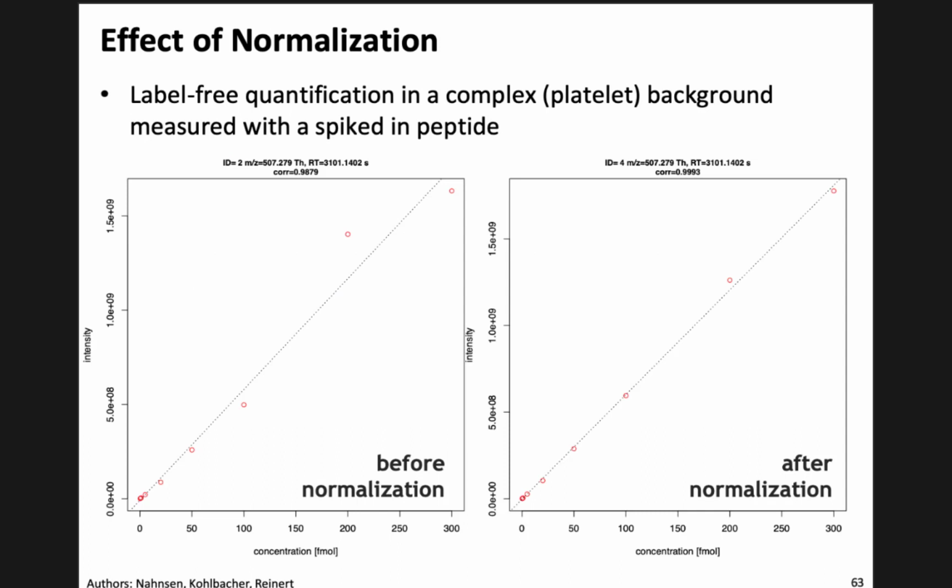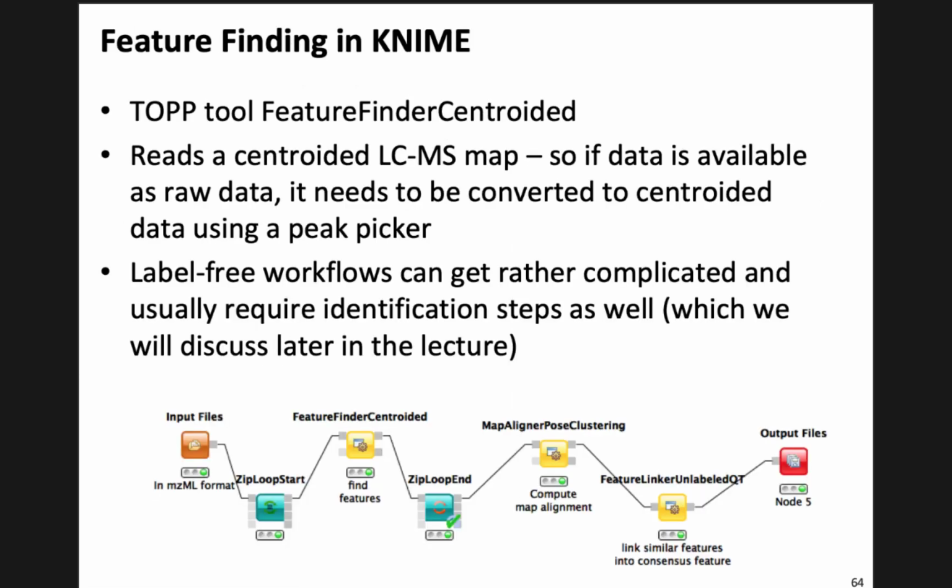Here are two replicates, before normalization and after normalization, and you see the distance between the two is much larger before normalization. Even with this simple robust regression, you can reduce the variance more easily. But there are, of course, better ways to do that.